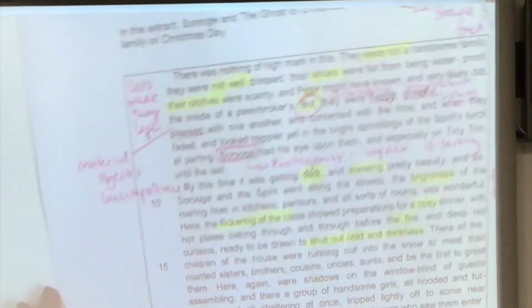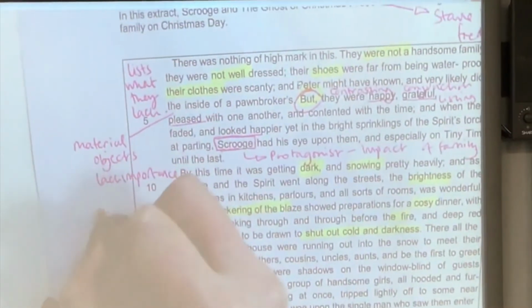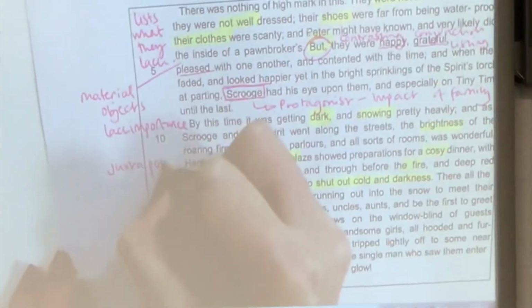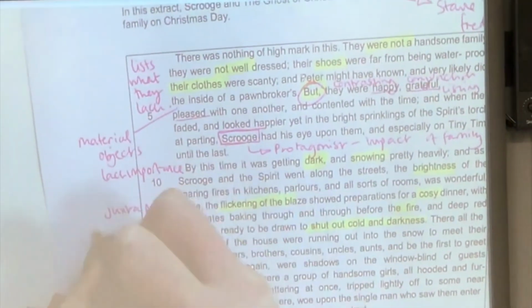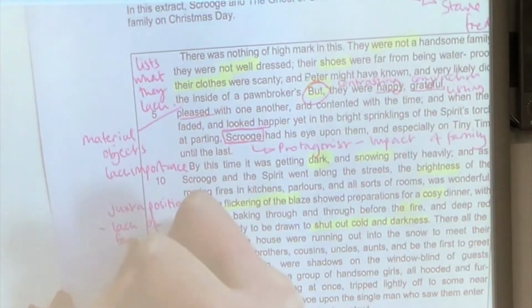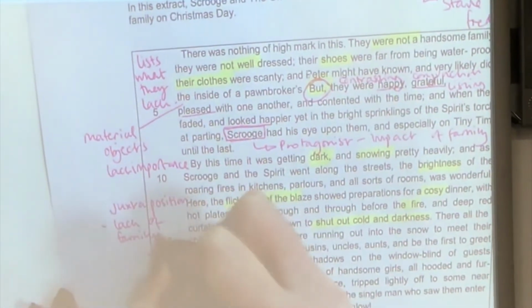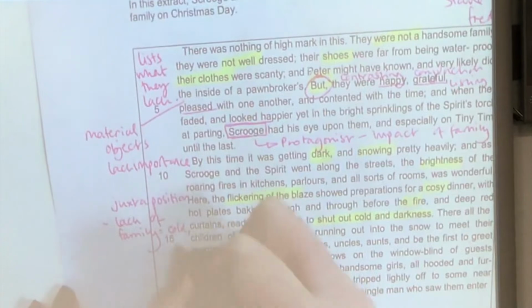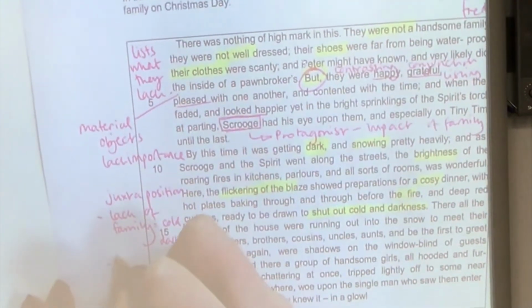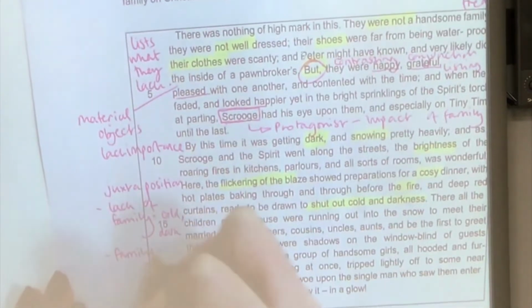So I'll make a note of that for myself just to the side here so I remember it as I write my essay. So juxtaposition, lack of family is cold, it is dark. Where family is warm and comforting.